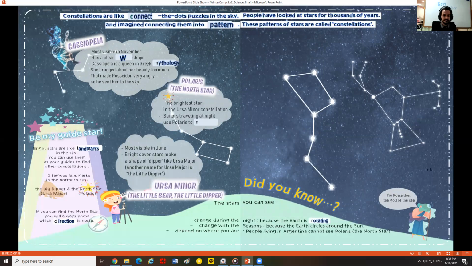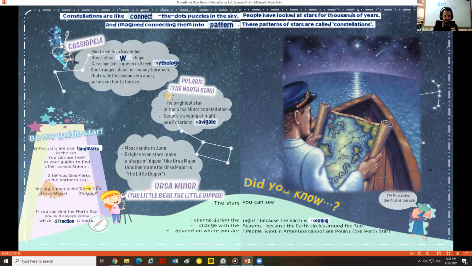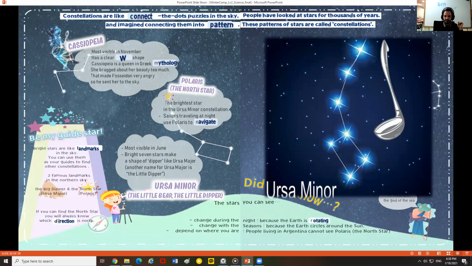Next, we have Polaris, or the North Star. It is the brightest star in the Ursa Minor constellation. Sailors traveling at night used Polaris to navigate. We also have Ursa Minor, which is most visible in June. It is made up of 7 bright stars in the shape of a dipper, which is why we call it the Little Dipper. And there it is. See how it's shaped like a dipper or a spoon?